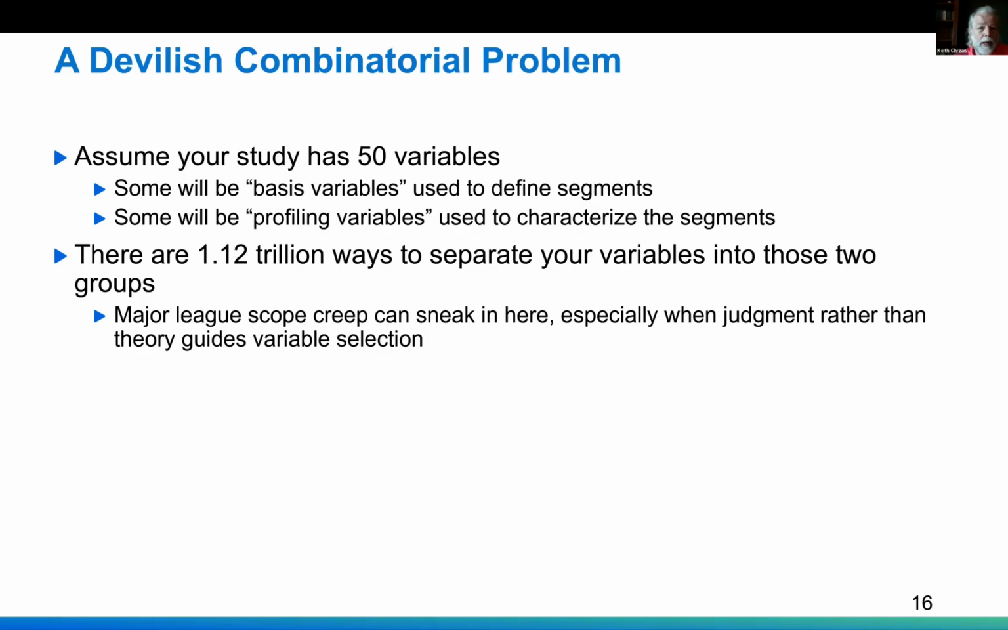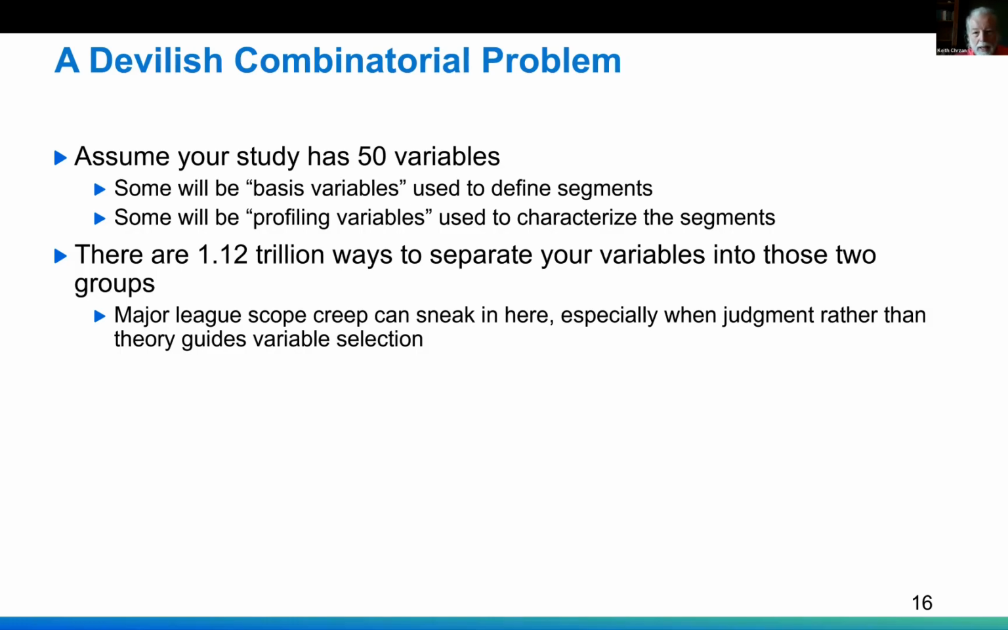The devilish one is, let's assume that our study has 50 variables. Well, some of these are going to be basis variables that we're going to use to define our segments, and some are going to be profiling variables. Turns out there are 1.12 trillion ways to separate your variables into those 2 groups. And this is where I've seen scope creep come in a lot in segmentation studies, especially when we're using judgment rather than theory or analytics to guide our variable selection.